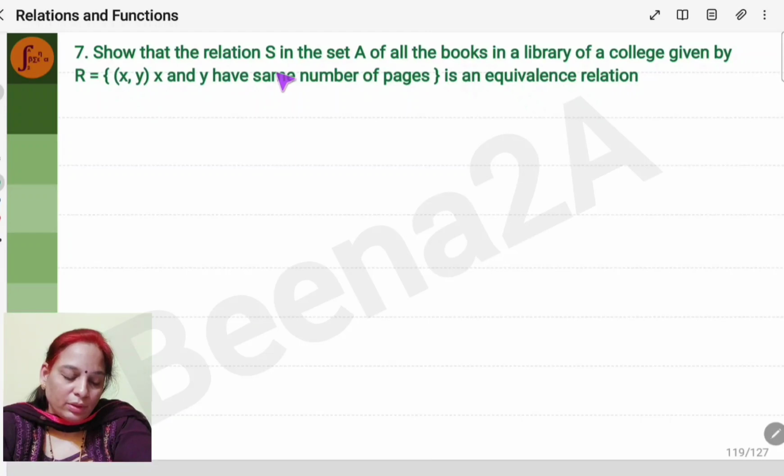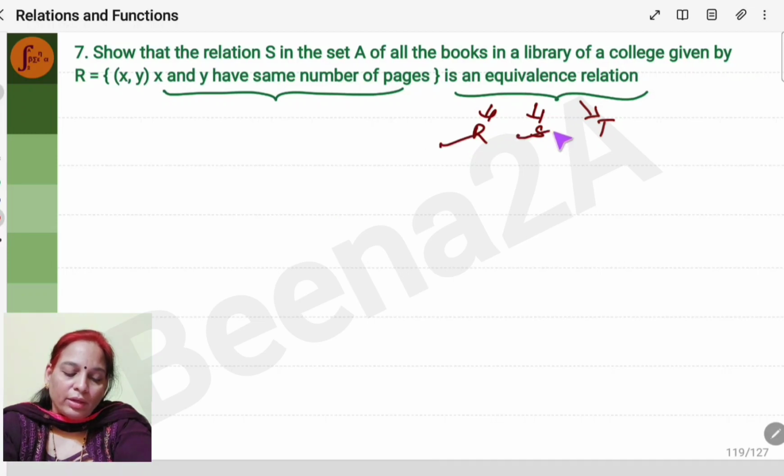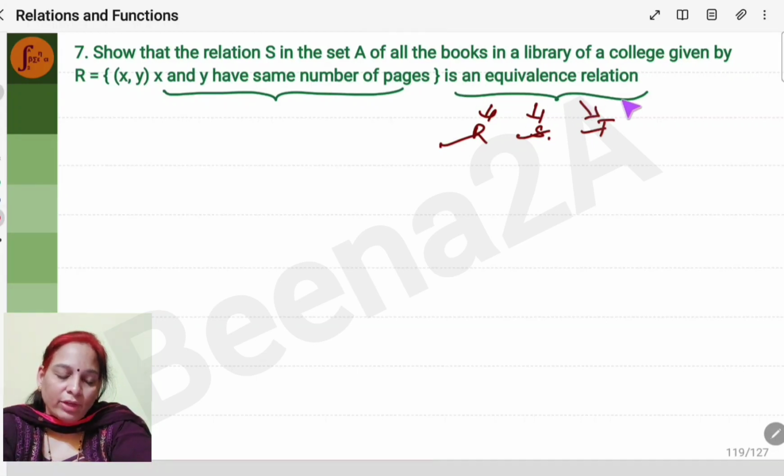Let's take this example. Show that the relation S in the set A of all the books in a library of a college, given by X and Y having the same number of pages, is an equivalence relation. What is the condition for equivalence? It should be reflexive, symmetric, and transitive. Everything should be true. Only then can we say that the relation is an equivalence.